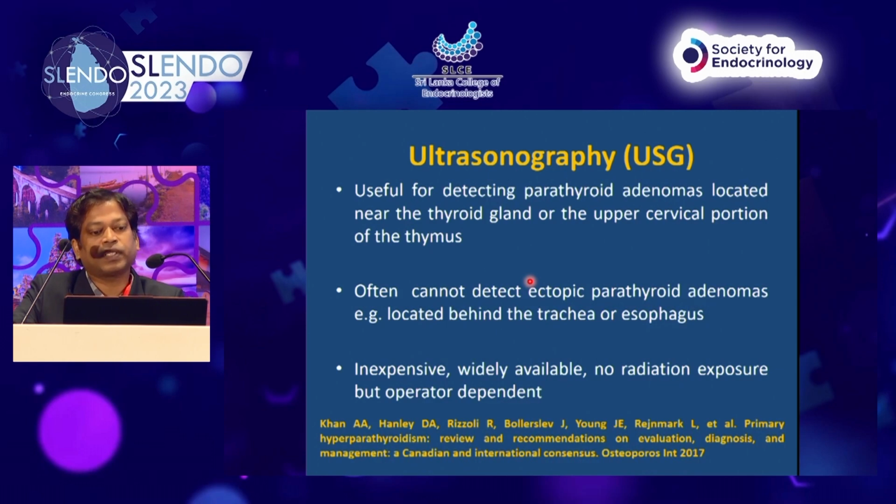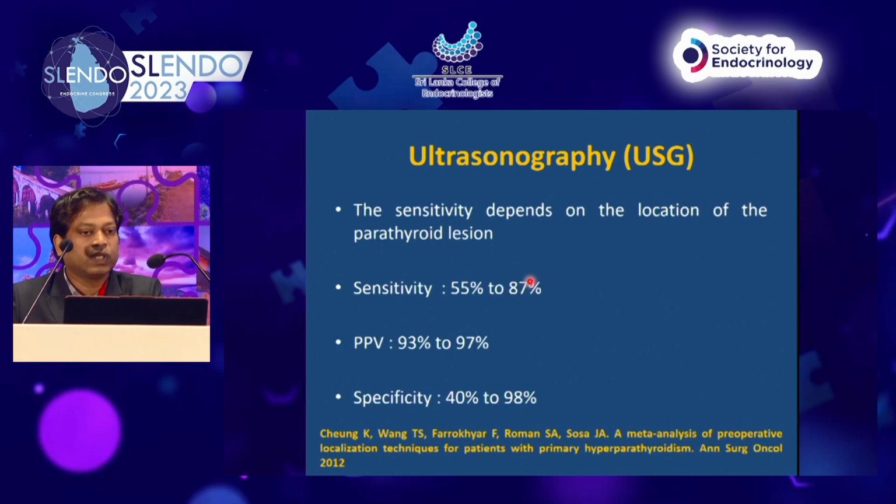But what are the advantages? It is inexpensive, widely available, and there is no radiation exposure. But the most important thing is that ultrasound is operator dependent. The sensitivity depends on the location of the parathyroid lesion. If the parathyroid tumor is outside the thyroid gland and in the ectopic area, the sensitivity is low. Overall, the sensitivity varies from 55 to 87% in different series.